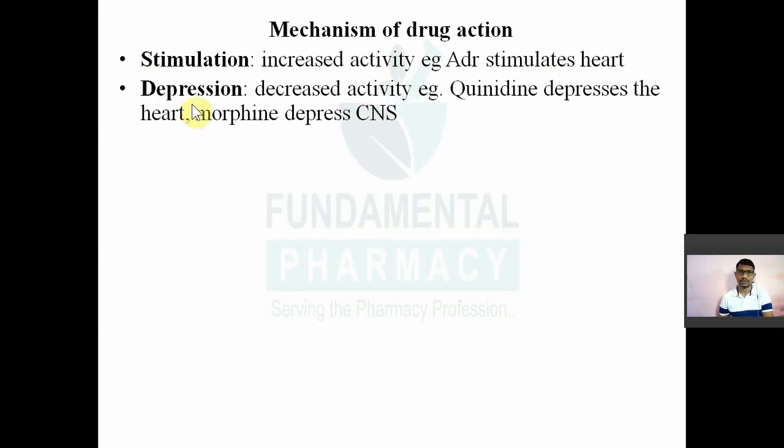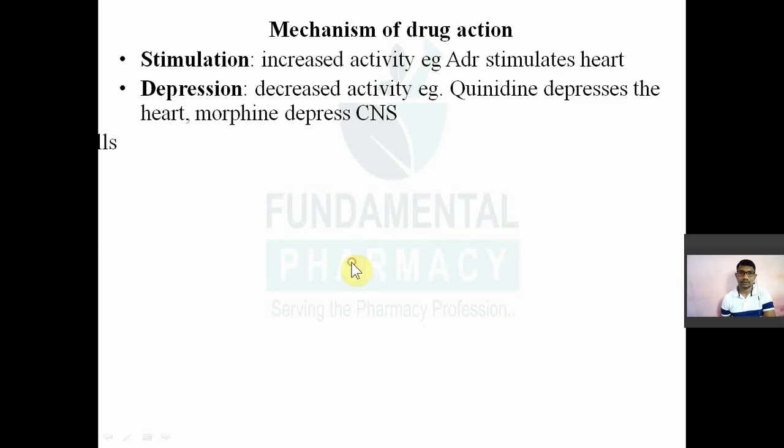Next one is depression. Anything that can decrease the functioning of a particular cell, organ, tissue or system, you call it depression. For example, quinidine depresses the heart, morphine depresses the CNS. All kinds of sedative hypnotic drugs depress the CNS, so they decrease the functioning of your central nervous system. That's why they exert their action by depression. So stimulation is one action of a drug, and depression is also one action of a drug.